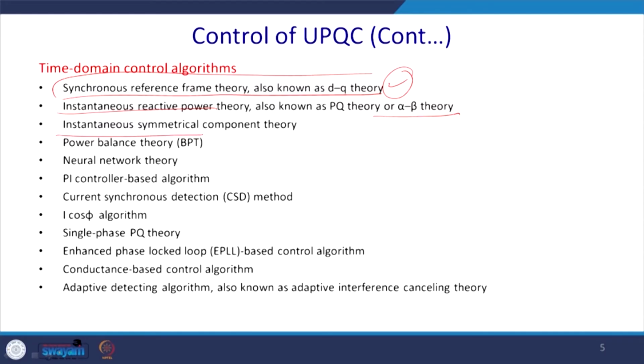Instantaneous symmetrical component theory: we can split the unbalanced current into the positive, negative and zero sequence components. Positive and negative sequence for the 3 phase 3 wire system, and positive, negative and zero sequence for the 3 phase 4 wire system. So ultimately the source has to supply the positive sequence component.